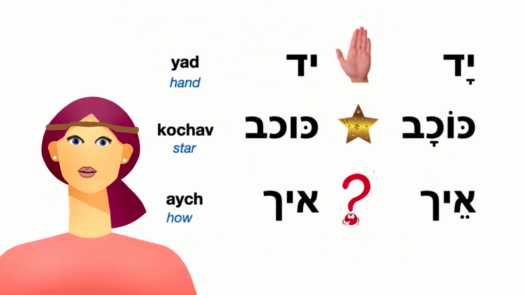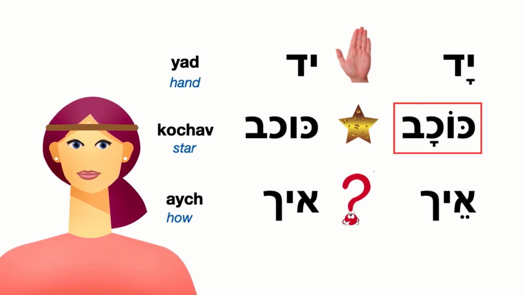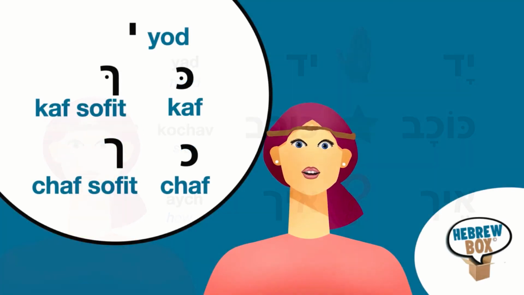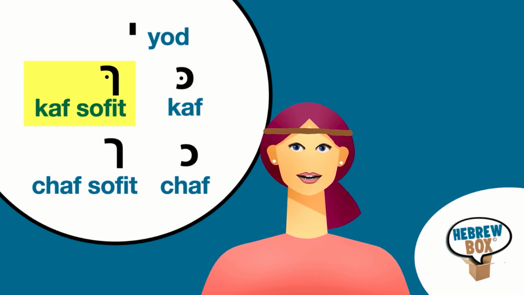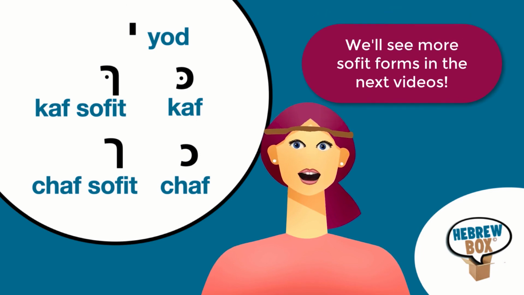Now, let's review the words we've seen. יד, כוכב, איך. So, remember, Yod, Kaf, Kaf sofit, Chaf, and Chaf sofit. In the next video, we'll see more sofit forms.